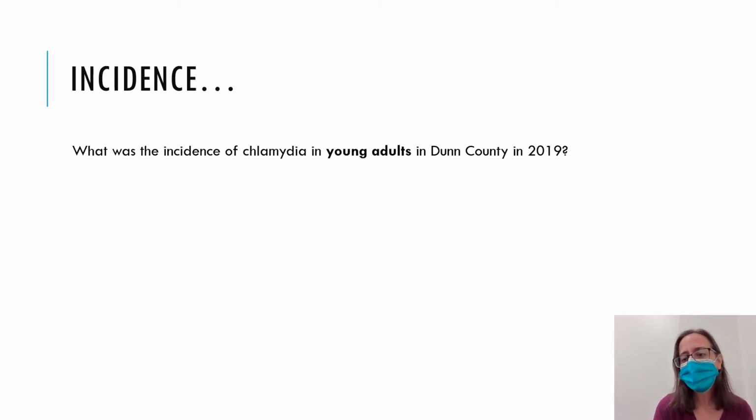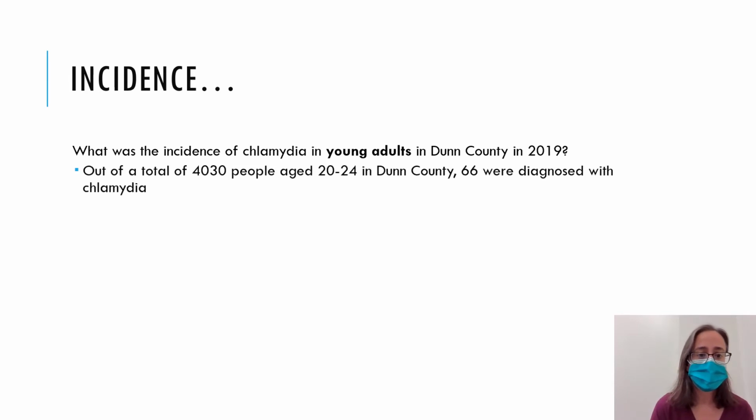We could get a little bit more savvy though, and we could say, well, what's the incidence of chlamydia in young adults in Dunn County in the same year? So there are about 4,000 people who were aged 20 to 24 in Dunn County in 2019, and of those, 66 of them were diagnosed with chlamydia. So again, we'll do our math.